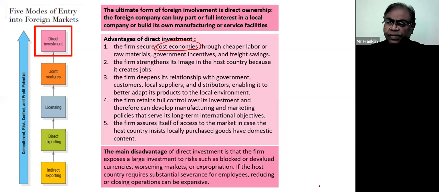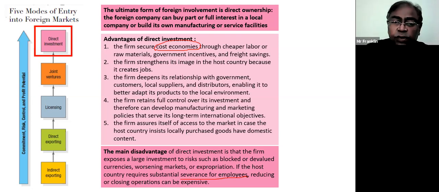Host country requires substantial severance for employees. For example, if you want to lay off an employee, then you have to pay a lot of money, then headache. A lot of companies don't like going to Indonesia because they have very strict laws on employees. You cannot lay off any employee, you have to pay so much money first. They're very strict on that, especially for foreign companies. Reducing or closing operations can be expensive. If you want to close your operation in foreign countries, the challenge will be much harder.